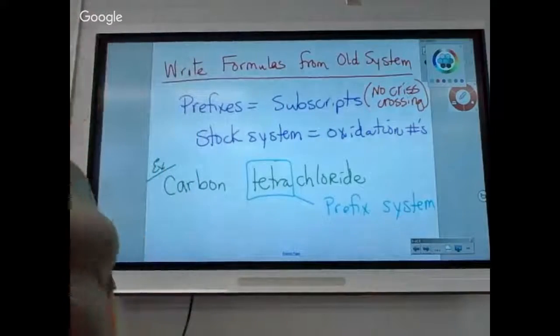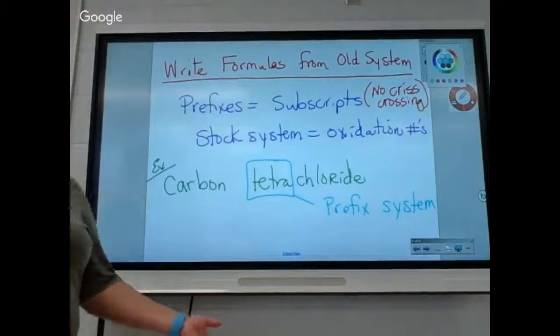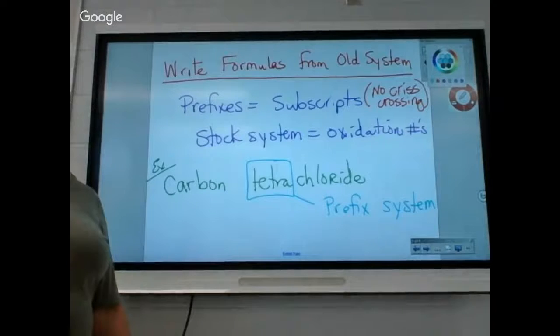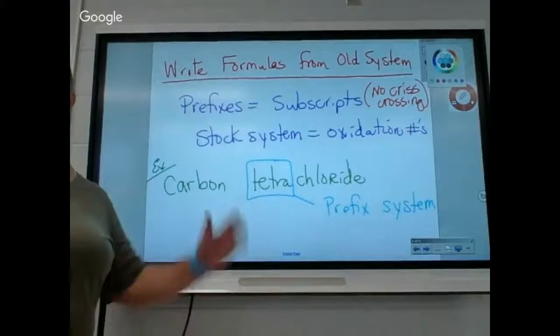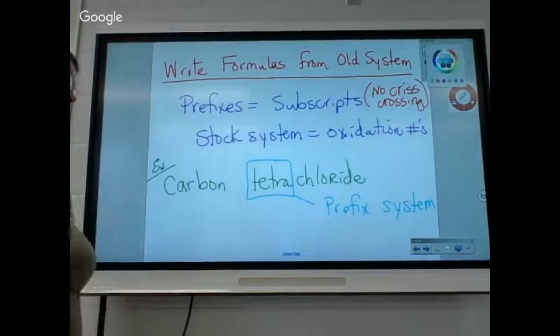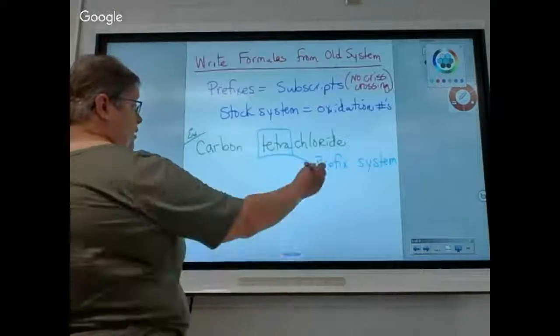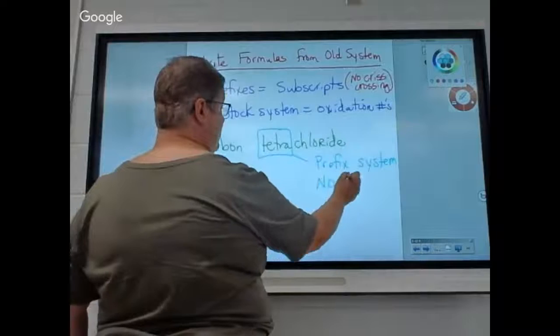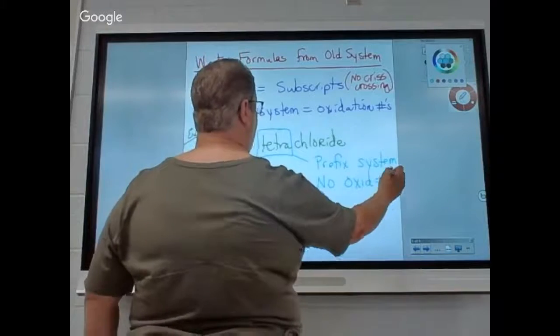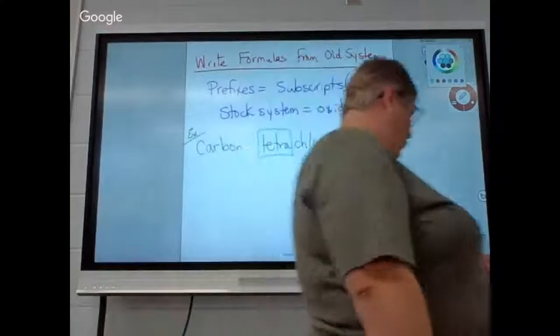So, if that's the prefix system, I know that there's no crisscrossing. I don't need to know an oxidation number. I'm not even going to use my blue card. Okay? So, if that's the prefix system, there's no oxidation numbers. But the problem we have is, what have we been doing for 3 days now?